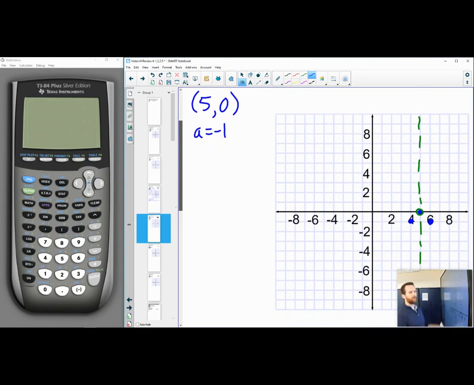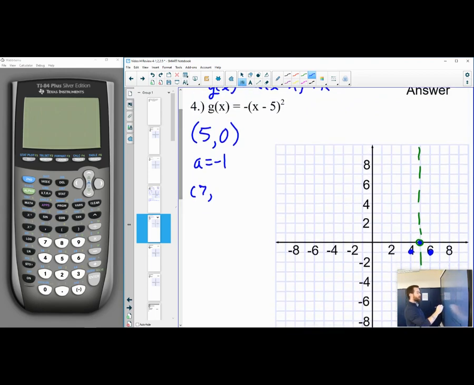And now here's where vertex form is a little bit more annoying because we have to plug in a number. So our vertex was right there. We can go left or right. I guess I'll go right one, and then we need to go right one more. So we have to plug in an x value of 7. So our new point is going to be 7 something, and it's our job to plug in x and find it. So this becomes g of 7 equals negative 7 minus 5 squared.